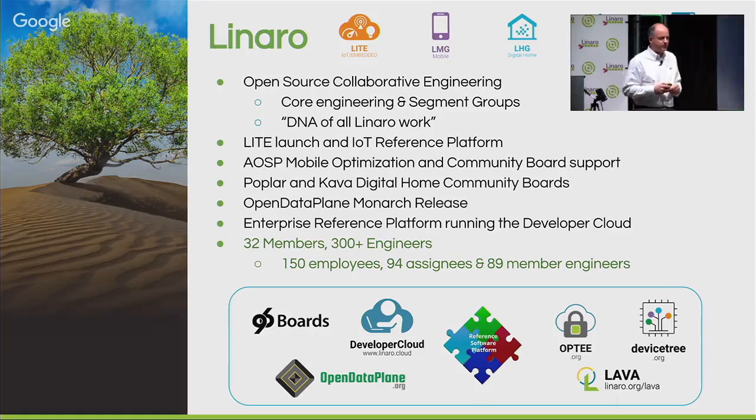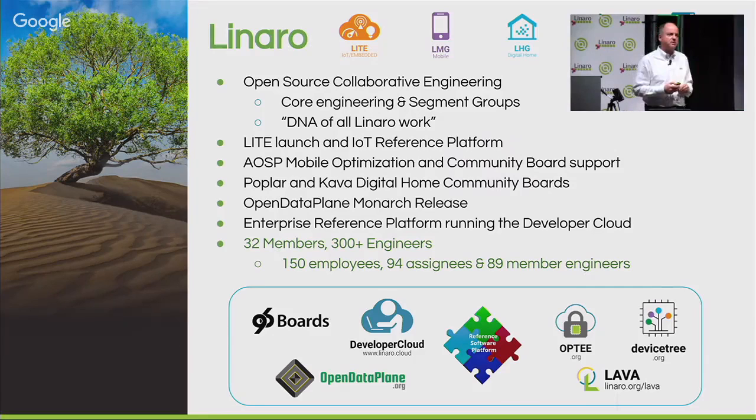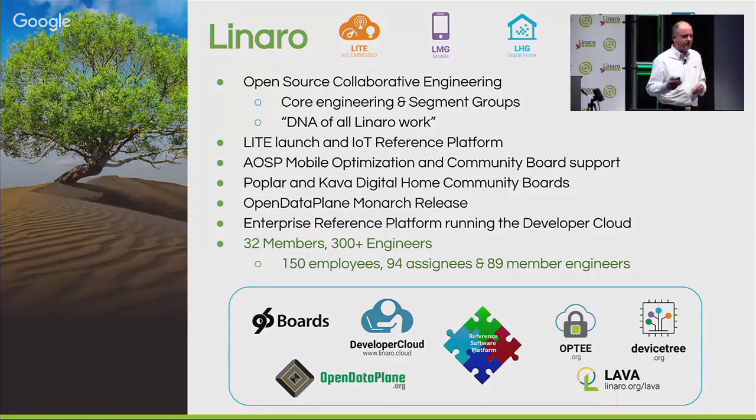We've talked about AOSP mobile optimization and community board support, and the launch of 96Boards for the digital home space, which we think is going to really help get software and developers excited about working on TV media applications. Open Data Plane is a key initiative for Linaro. A huge amount of work has gone into this across our member companies, and we're really excited it's rolling out. And the Enterprise Reference Platform is pulling together and now starting to look at the deployment aspects of ARM servers. So we're really moving into the world where ARM servers are starting to be put into real applications. None of this would be possible without the support of our 32 members.